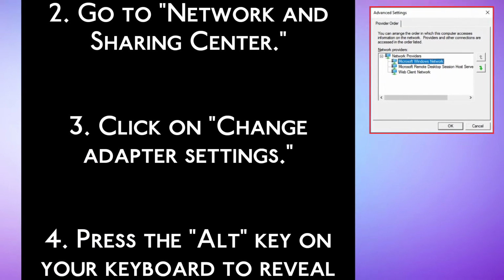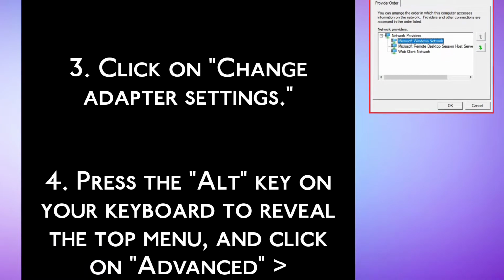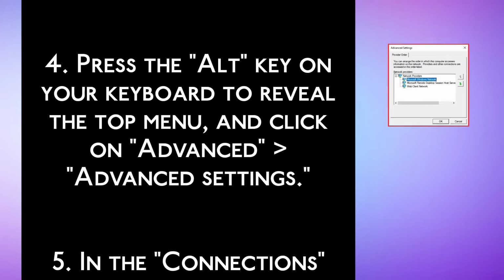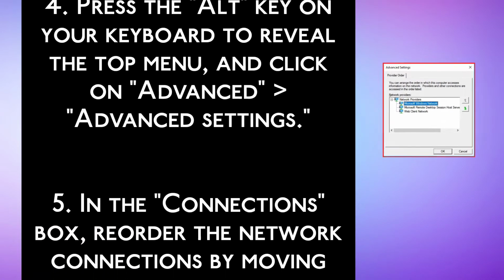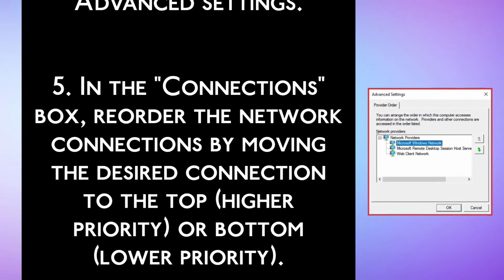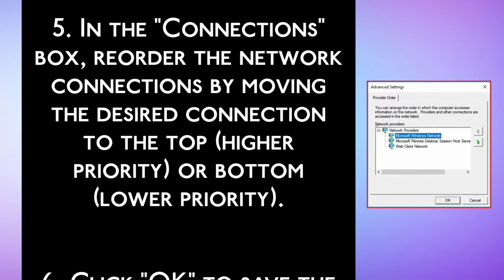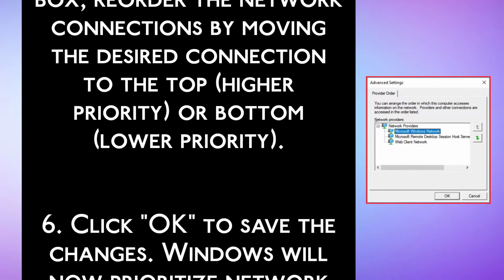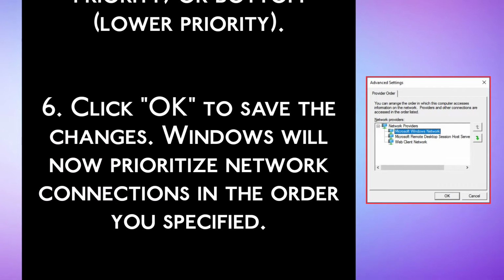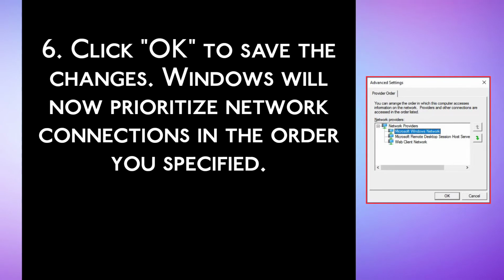Step 4. Press the Alt key on your keyboard to reveal the top menu and click on Advanced, then Advanced Settings. Step 5. In the Connections box, reorder the network connections by moving the desired connection to the top, higher priority, or bottom, lower priority. Step 6. Click OK to save the changes. Windows will now prioritize network connections in the order you specified.